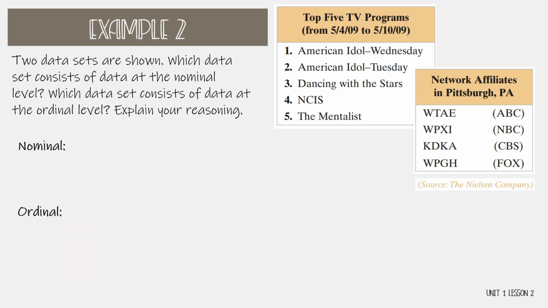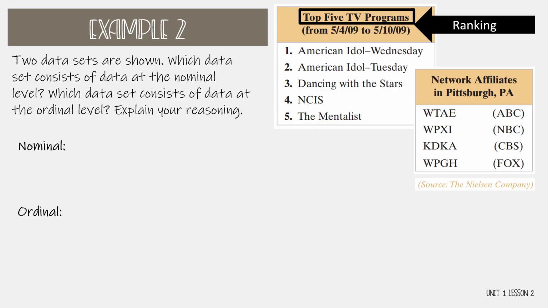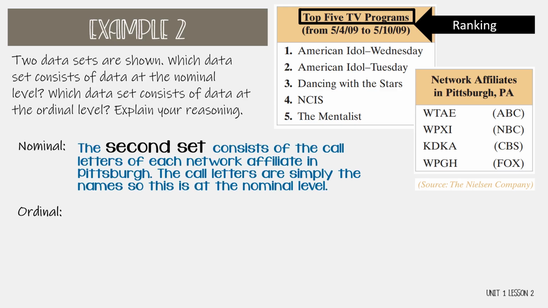Example 2: two data sets are shown. Which data set consists of data at the nominal level and which data set consists of data at the ordinal level? Explain your reasoning. So look at this. This is top 5 TV programs. Look at those dates. That was back in 2009, but it is a ranking. So there is an order to it. So that's going to be ordinal. Nominal is going to be that second set of data.